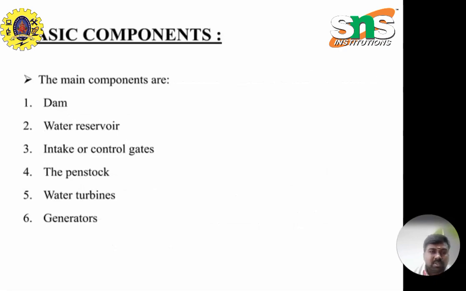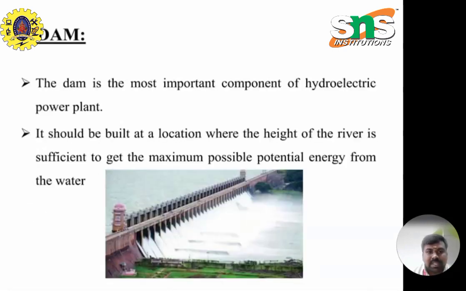So these are the main components of hydroelectric power plants. The main components are dam, water reservoir, intake or control gates, the penstock, water turbines and the generator. So the dam is the most important component of the hydroelectric power plant. It should be built at a location where the height of the river is sufficient to get the maximum possible potential energy from the water.